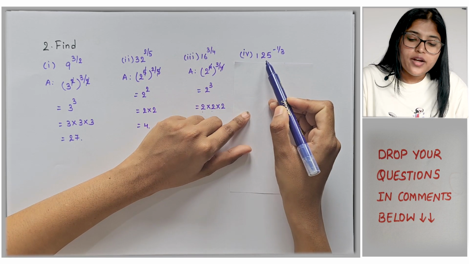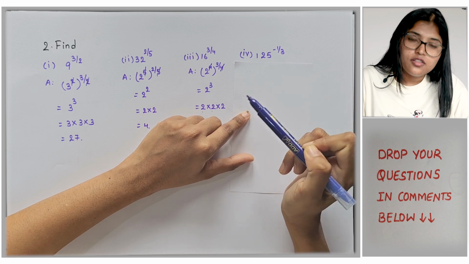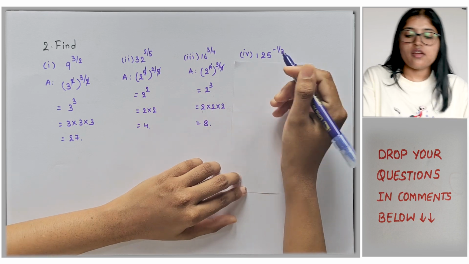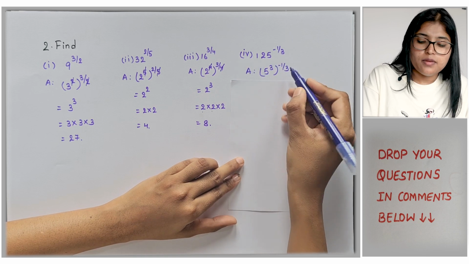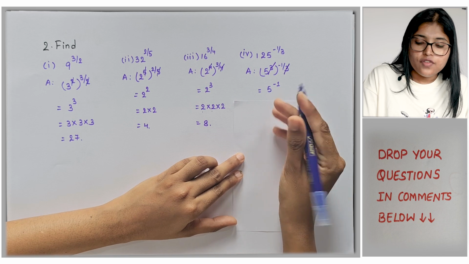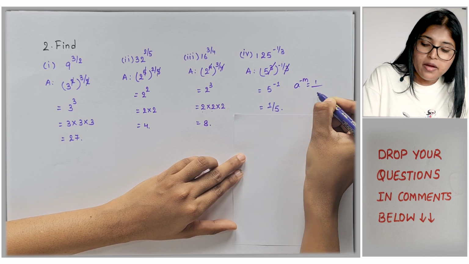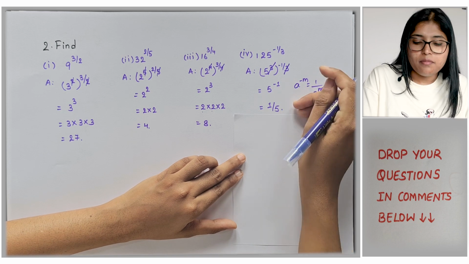Fourth one is 125 power minus 1 by 3. Now we have 3 in the denominator. Think of a number whose cube is 125. 5 cube is 125. So 5 cube whole power 1 by 3. 3 and 3 gets cancelled. 5 power minus 1. We know that a power minus m equals to 1 by a power m, right? So 5 power minus 1 is 1 by 5.